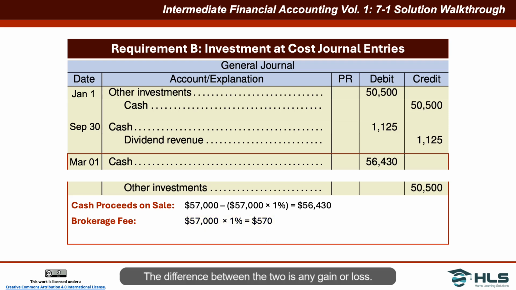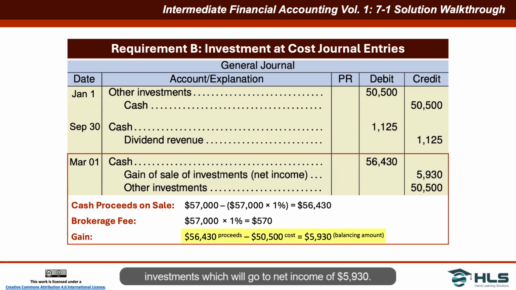The difference between the two is any gain or loss. In this case, the debit to cash exceeds the credit to the other investments, which means we have a gain on sale of investments, which will go to net income of $5,930. That's calculated as the proceeds of $56,430 less the $50,500 cost.